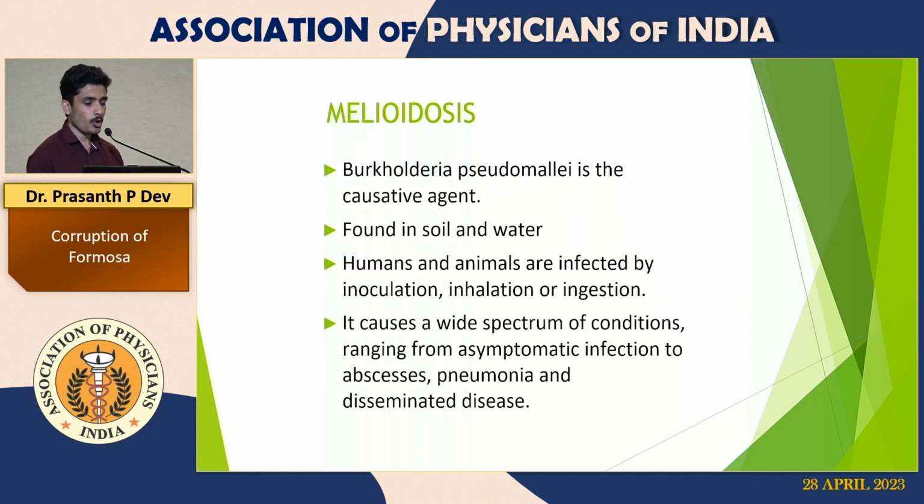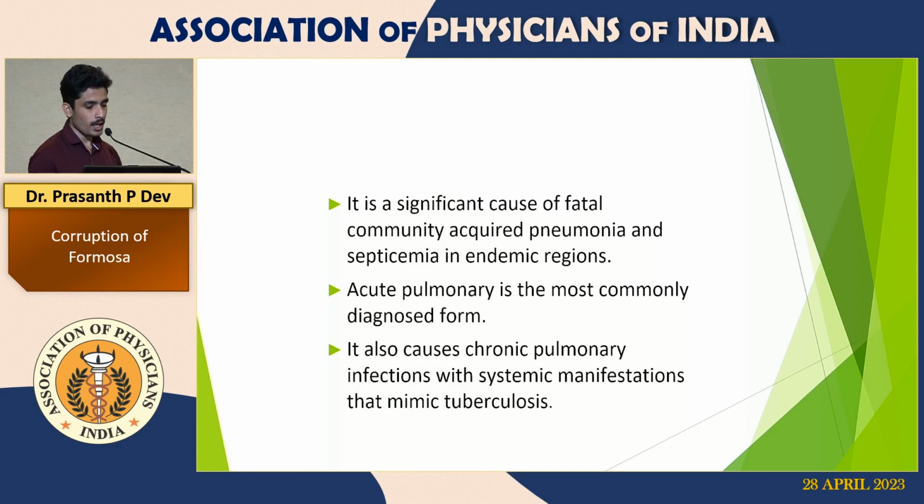So coming to a small discussion part. Melioidosis: Burkholderia pseudomallei is the causative agent. It is found in soil and water, and humans and animals are commonly infected by inoculation, inhalation, or ingestion. It causes a wide spectrum of conditions ranging from asymptomatic infections to abscesses, pneumonia, and disseminated disease. It is a significant cause of fatal community-acquired pneumonia and septicemia in endemic regions, and acute pulmonary infection is the most commonly diagnosed form. It also causes chronic pulmonary infections with systemic manifestations that can mimic tuberculosis.